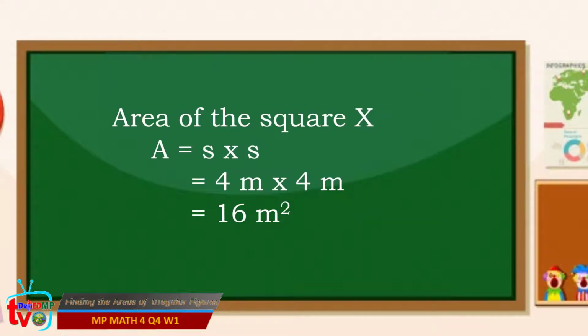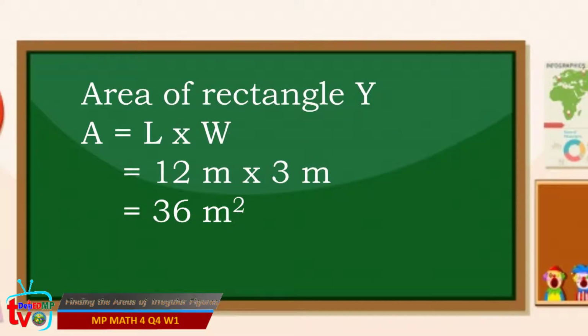To find the area of square X, use the formula for finding the area of a square. A is equal to side times side. 4 meters times 4 meters is equal to 16 square meters. To find the area of rectangle Y, use the formula for finding the area of a rectangle. A is equal to length times width. 12 meters times 3 meters is equal to 36 square meters.